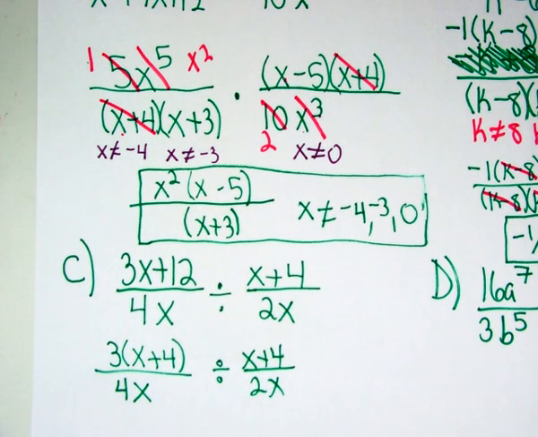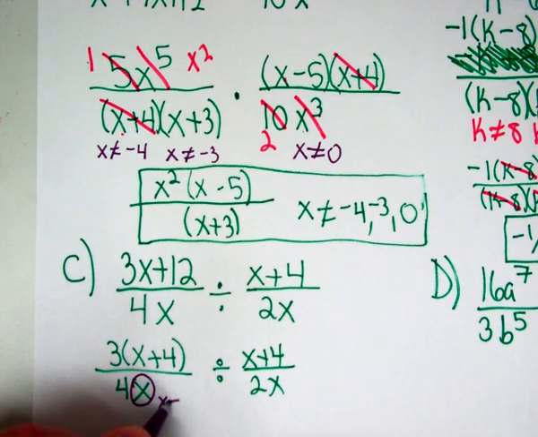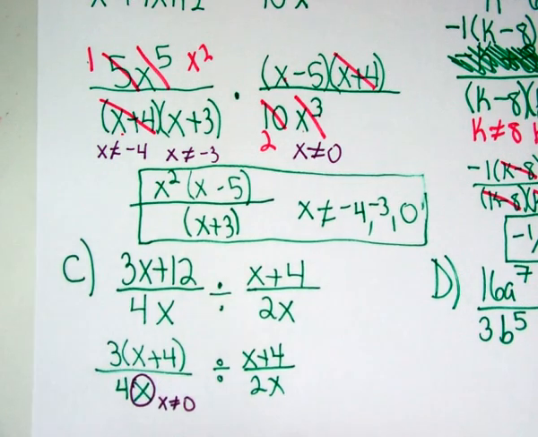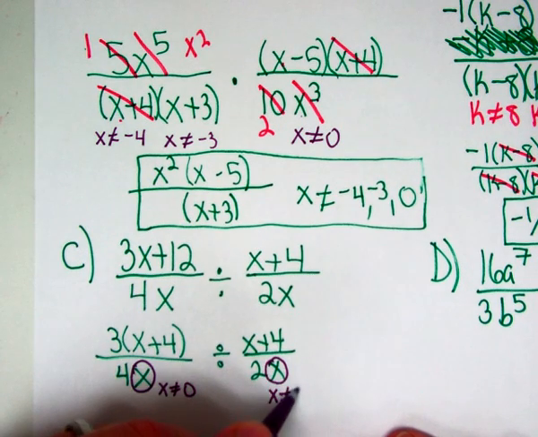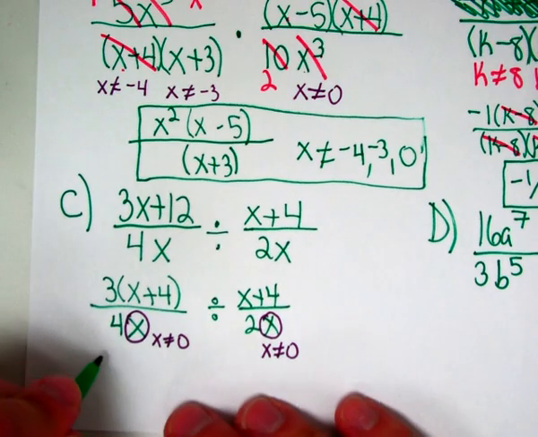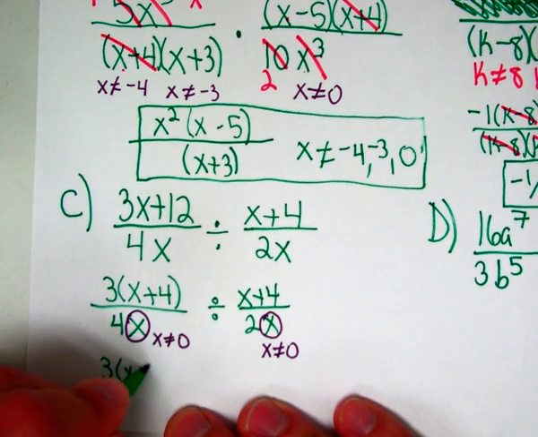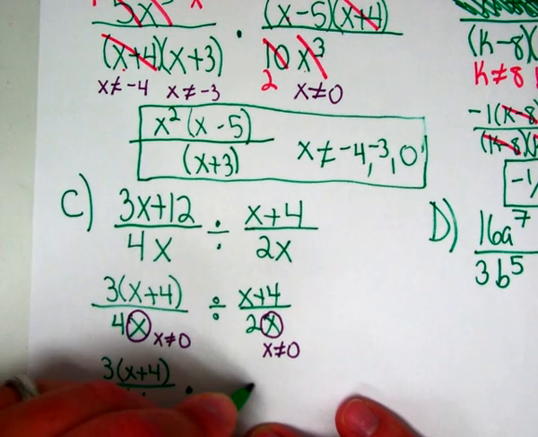What are the domain restrictions? Well, when we look at these, this x right here cannot equal 0, because then that would be 4 times 0. This x right here cannot equal 0, because then that would just be 2 times 0, which is 0. So far we have the same domain restriction. Now let's do our little switch. 3 times x plus 4 over 4x. Multiplication and reciprocal.